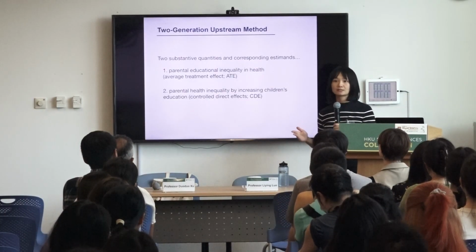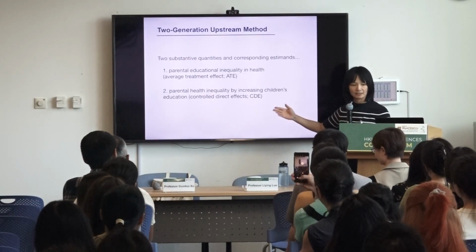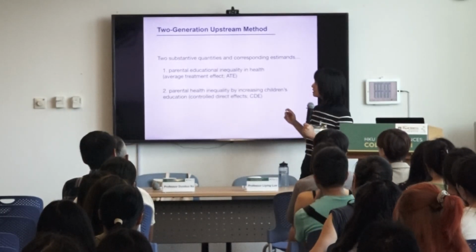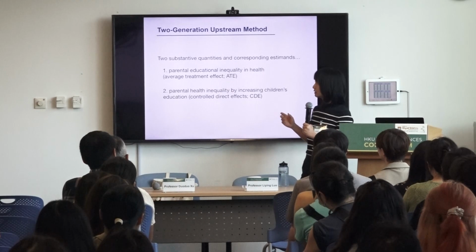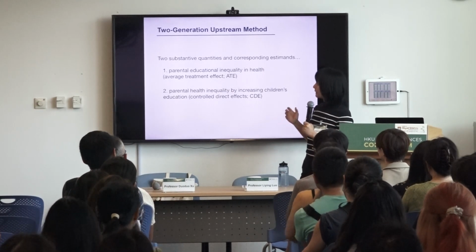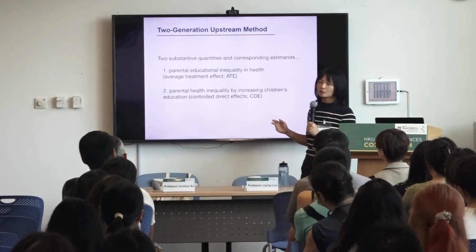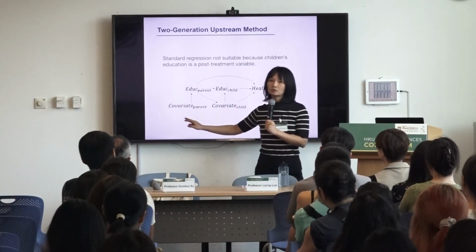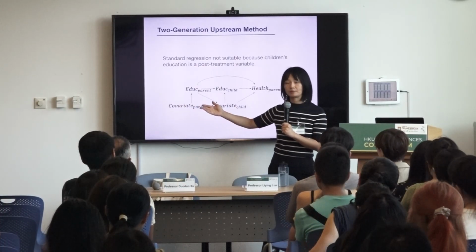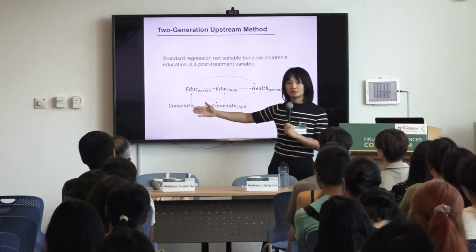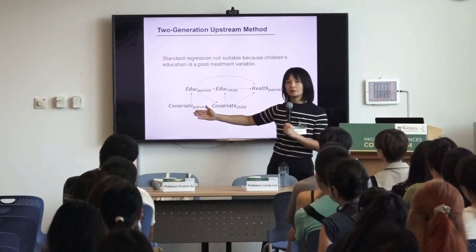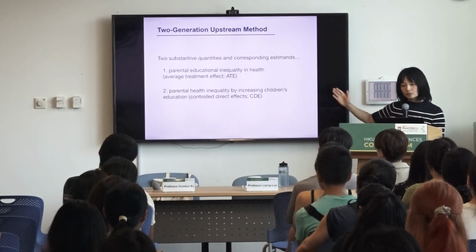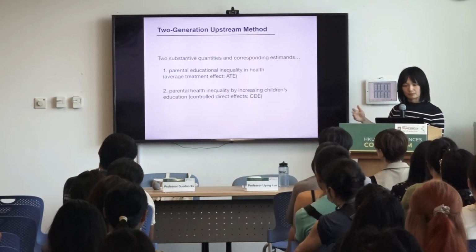But before talking about the methods, I would like to be very clear about what kind of substantive quantities we're trying to estimate, and then define the estimates. Like I said, our first research objective focuses on a better measure, or a more accurate estimate, of the parental educational inequality in health. We need to control for the pre-education covariates, like those parents' childhood health conditions, their parents' financial situation, and so forth, in order to have a better estimate of the parental health inequality. For that one, we label this quantity the average treatment effect of parental education.